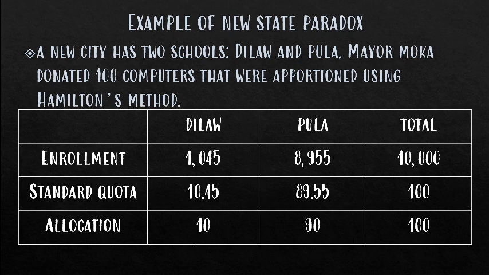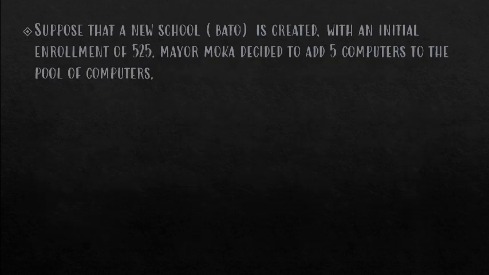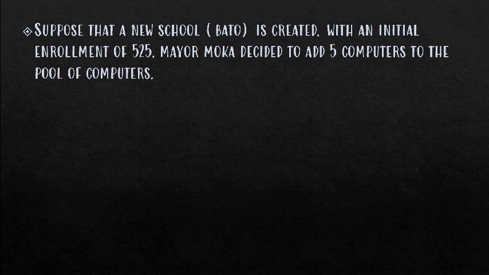Now, having a total population of 10,000, the standard divisor is 100. Since the absolute fractional part of Pula is higher than that of Dilao, Pula is entitled to one more computer. Now suppose that a new school is created with an initial enrollment of 525. Mayor Mocha decided to add 5 computers to the pool of computers.